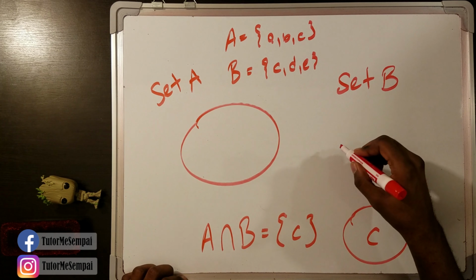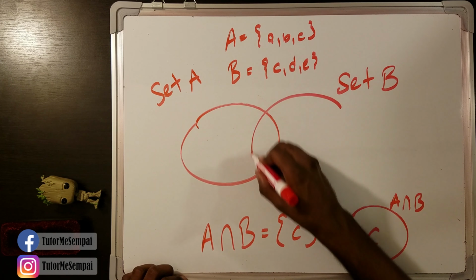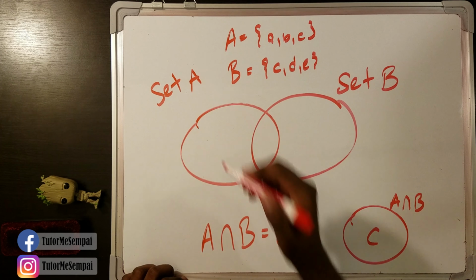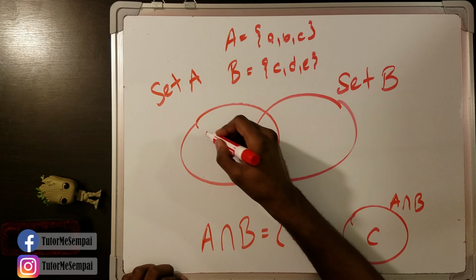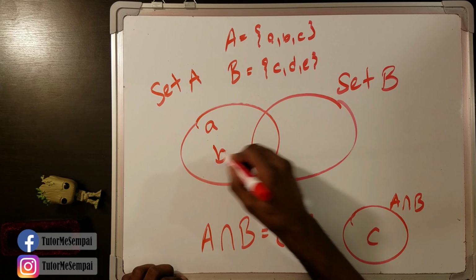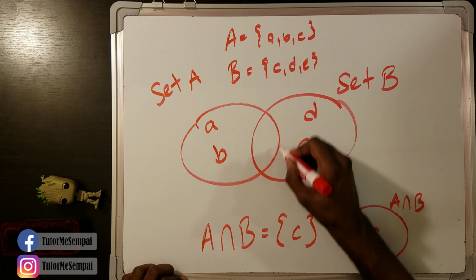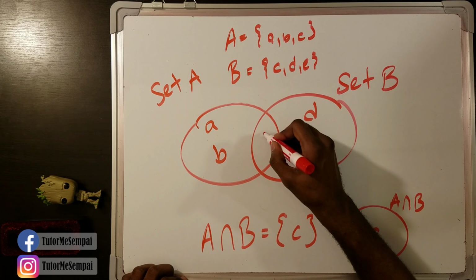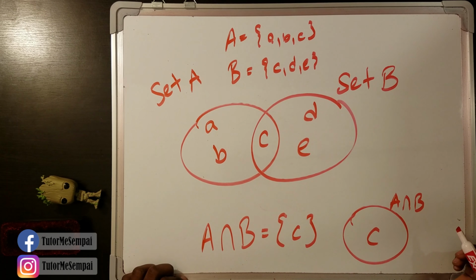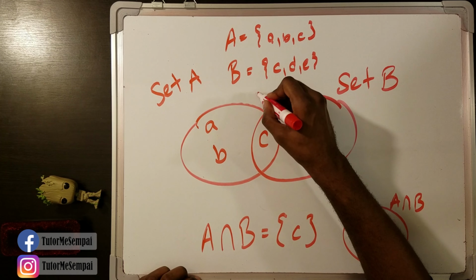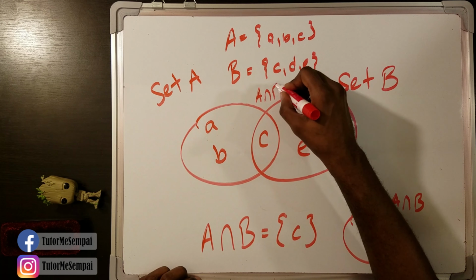You have one circle here, and you have another circle here. This is for set B, this is for set A, and you have your A, B here, your D, E here, and what's in common with both would go in the middle, and that would be the C.